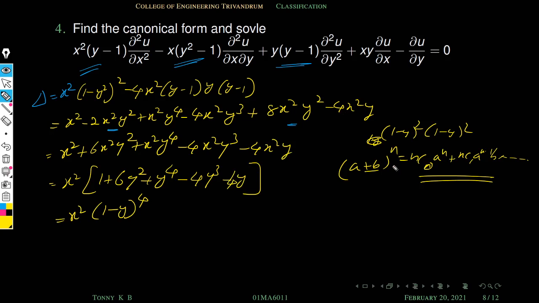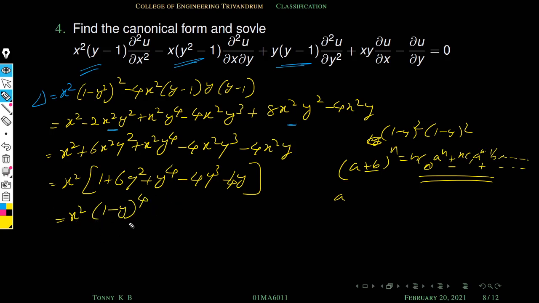Yes, you can use this binomial formula. So a plus b, or whichever, it doesn't matter. If it is plus, all terms come positive; if it is minus, the signs come alternately. nC0 a raised to n, minus, plus, minus, like that. Okay, this is actually (a minus b) raised to 4, so this is (1 minus y) raised to 4. You can verify this with the binomial formula. Anyway, now it is clear that this is x square and this is (1 minus y) raised to 4.